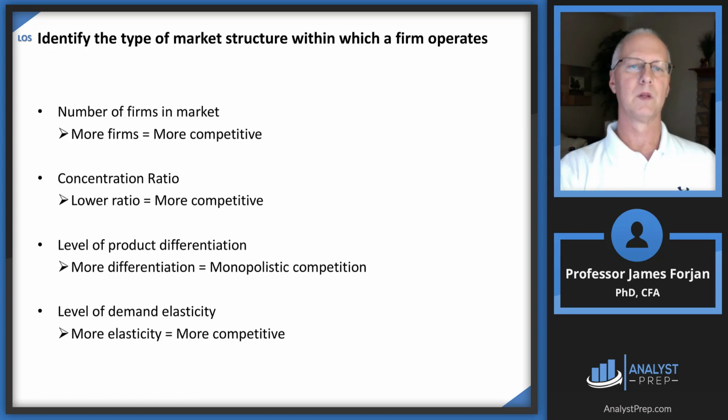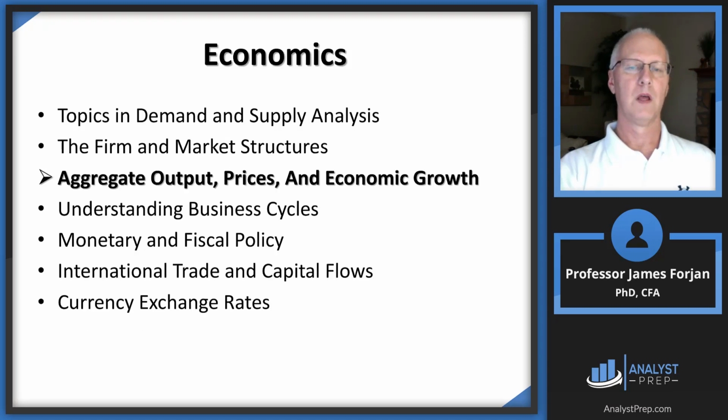I would be aware of both of those ratios and how to compute them and how to interpret them. Now remember this: more firms in the market means more competition. Lower concentration ratios means more competition. If there's product differentiation, that's a characteristic of monopolistic competition. And if there's more elasticity, remember, if changes in price result in wide swings in the quantity demanded, then there's going to be more competition. And that takes us through the firm and market structures. Up next, we switch over to a macroeconomic study.